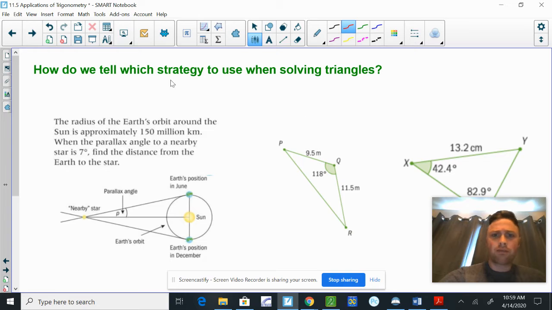So for 11.5, it's kind of just a summary section on all of chapter 11 that we've been talking about so far. So the basic idea now is putting everything together. How do we use those to problem solve? If we're not told, hey, this is a law of sines problem or this is a right triangle problem, how do we judge those kinds of things, and how do we apply this to application problems? So this is the big question: if I'm looking at these various triangles, how do I tell which strategy to use when solving triangles? That's the big idea that we're trying to culminate with chapter 11.